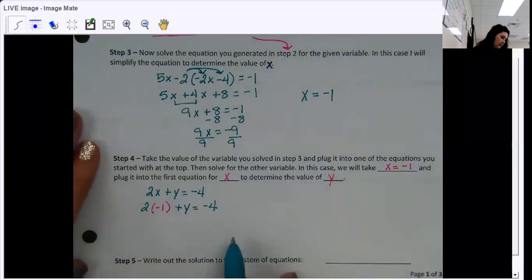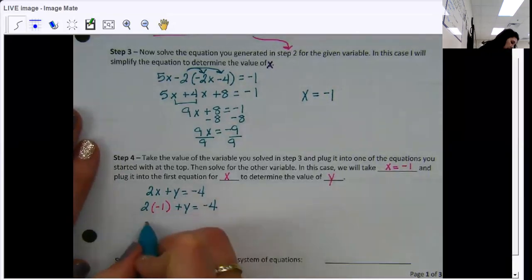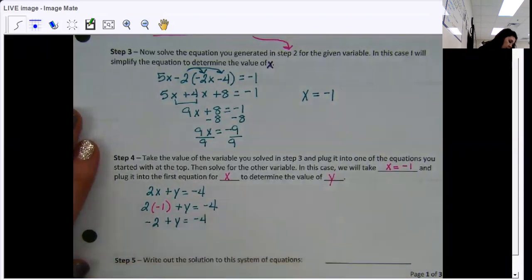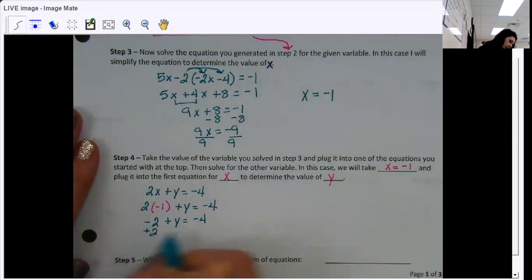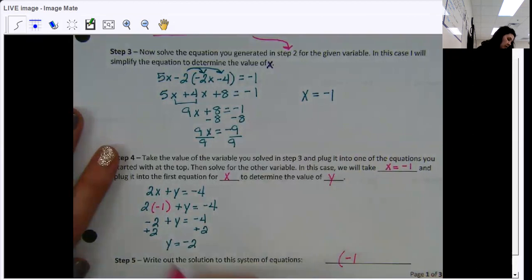Okay, so now we're going to solve for this y. So we have -2 plus y equals -4. And then we add 2 to both sides to figure out what that y is. y equals -2. So we have our x as -1 and our y as -2.